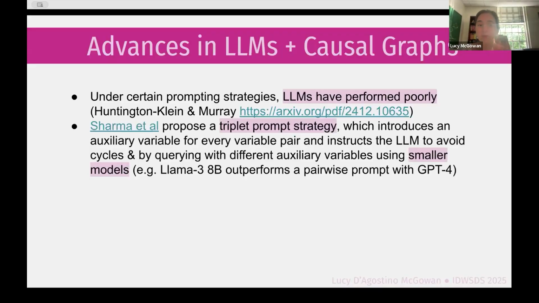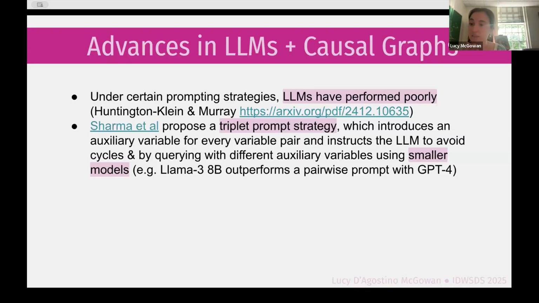Not in response to this particular paper, but I think a potential response could be Sharma et al. They proposed a different prompt strategy where, instead of just saying, tell me what things might cause both X and Y, they had a triplet prompt strategy with an auxiliary variable. This helps because the large language model is just predicting the next word. It has no context for making sure there are no cycles, for example, in what it proposes. So this fixed it a little by giving three variables: we have X and Y, and a third auxiliary variable we're conditioning on. Assuming we're conditioning on this third variable, describe the relationship between X and Y.